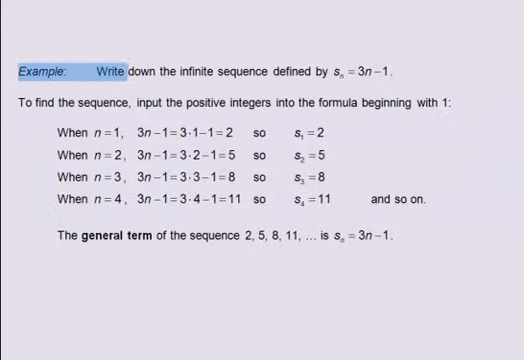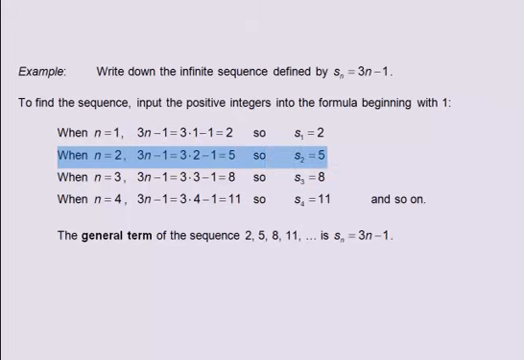Example. Write down the infinite sequence defined by Sn equals 3 multiplied by n subtract 1. To find the sequence, input the positive integers into the formula beginning with 1. When n equals 1, 3n minus 1 equals 3 multiplied by 1 minus 1, which equals 2. So, S1 equals 2.